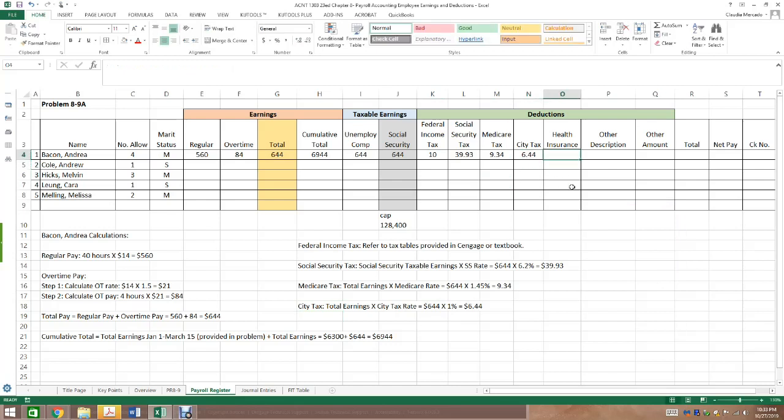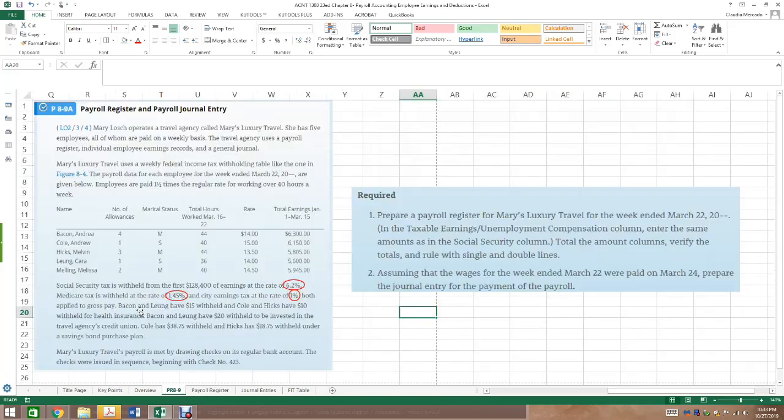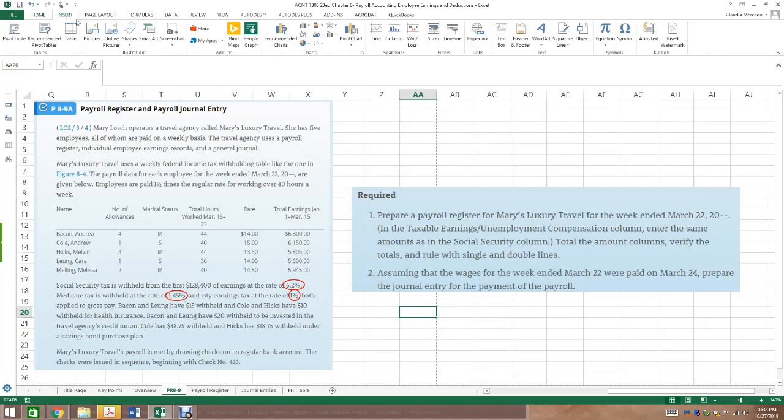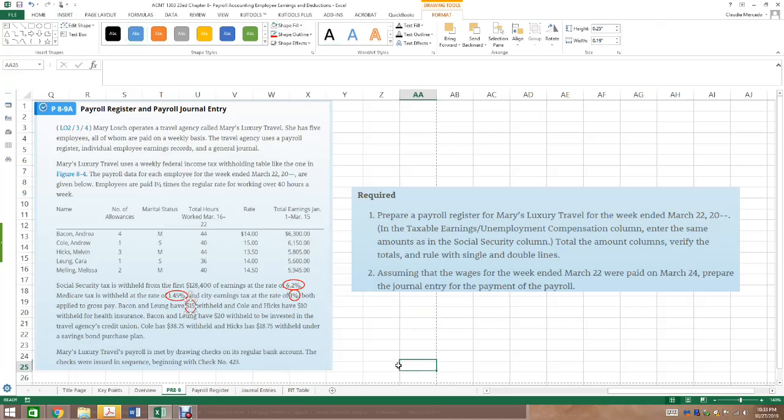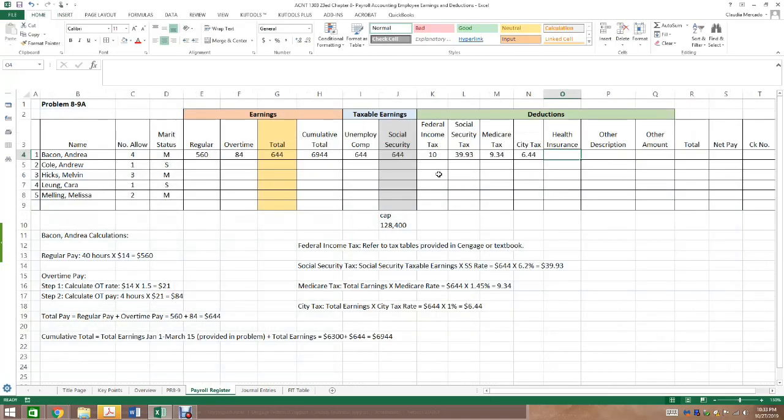So, did this employee pay for any health insurance? Let's go back to the problem. Bacon and Loon have $15 withheld, and Cole and Hicks have $10 withheld for health insurance. So Bacon is getting withheld right here, $15 for health insurance. That is given to you. So I'm going to put for health insurance, $15.